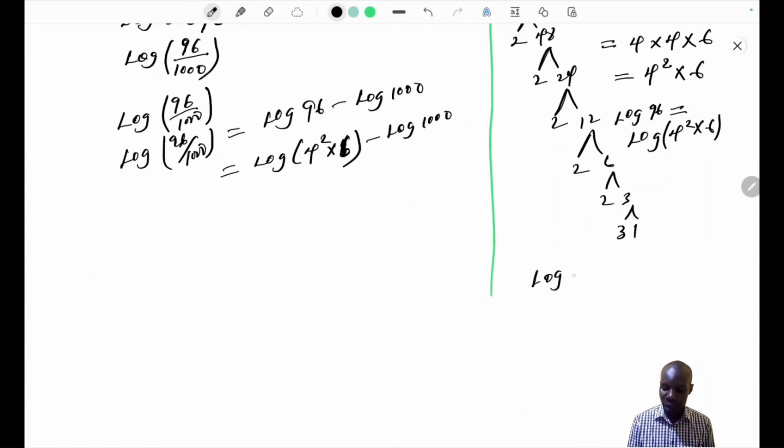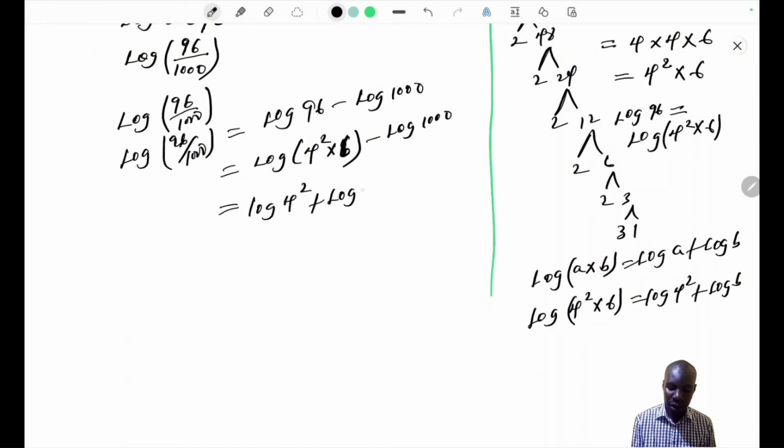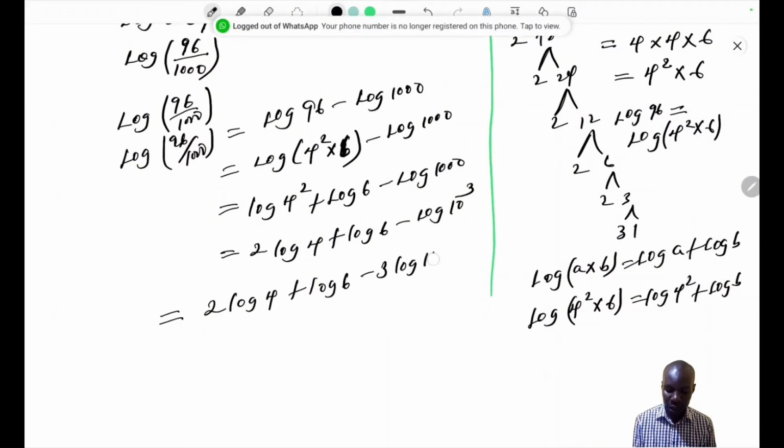We know that if we have got log of a times b, this can be written as log of a plus log of b. So in our case, log of 4 squared times 6 can be written as log of 4 squared plus log of 6 minus log of 1000. This is going to give us 2 log of 4 plus log of 6 minus log of 10 to power 3, which is the same as 2 log of 4 plus log of 6 minus 3 log of 10.